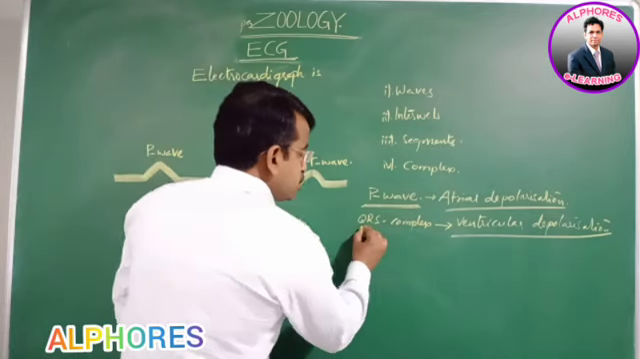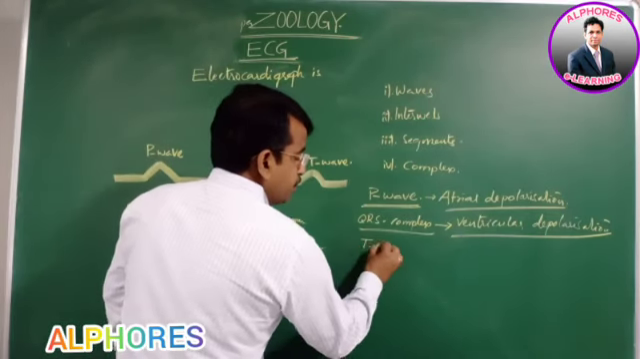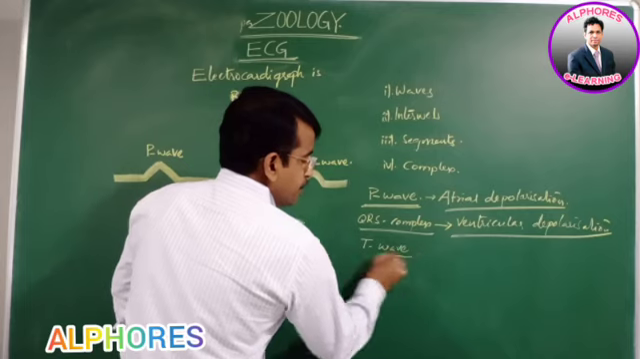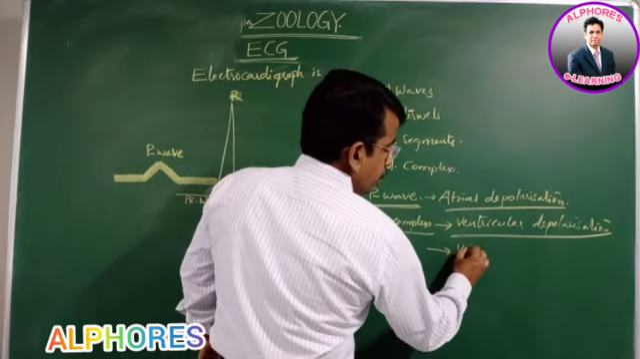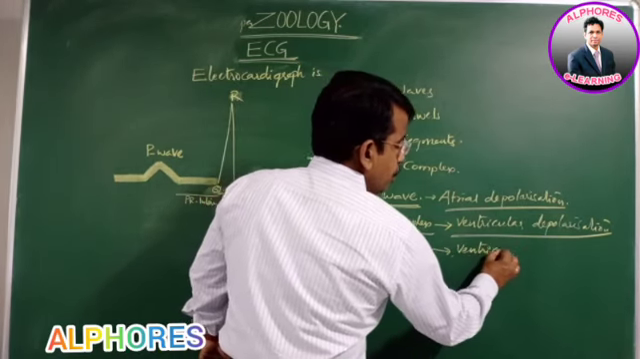The third one is named the T wave. T wave refers to ventricular repolarization.